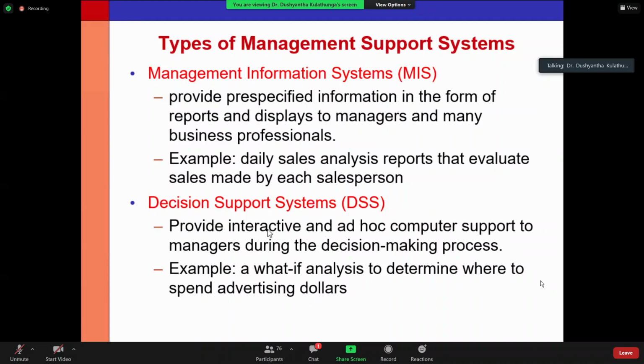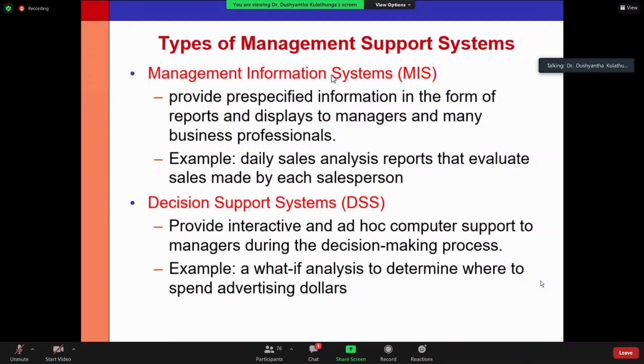Okay, decision support system provide interactive and ad hoc computer support to manager during the decision making process. Provide interactive. So what do we mean by interactive? That means the user interacts with the system. Now, as I mentioned earlier, when it comes to management information systems, user doesn't interact. I mentioned earlier, at the end of the specified period, if it is a daily sales report, at the end of the day, the system itself automatically produces the particular report.